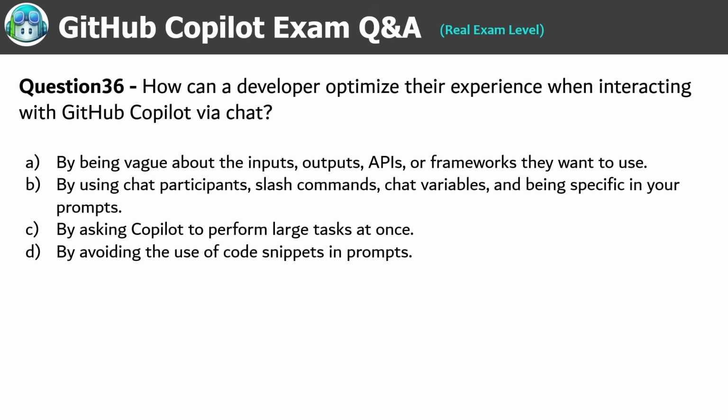Question 36. How can a developer optimize their experience when interacting with GitHub Copilot via chat? The answer is B, by using chat participants, slash commands, chat variables, and being specific in your prompts. So when you're using these, you can use chat participants, you can use slash commands like slash test, slash optimize, and those things. And being specific in your prompts, like what you want from GitHub Copilot, you need to properly mention that in your prompts, right?